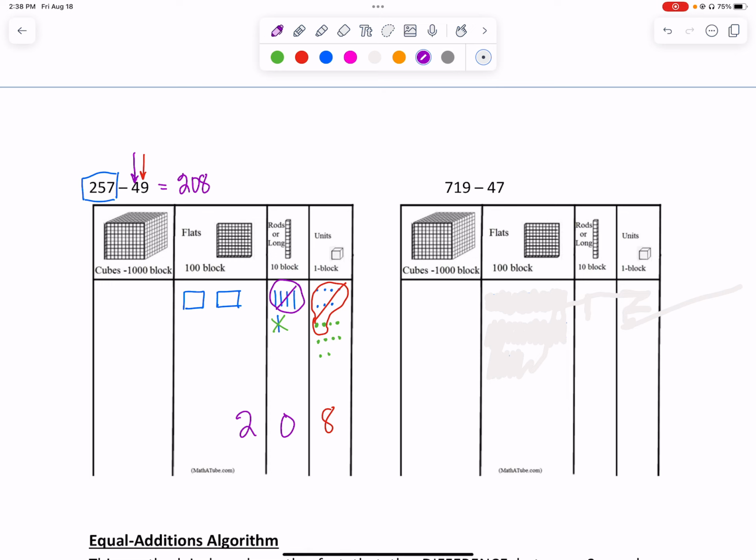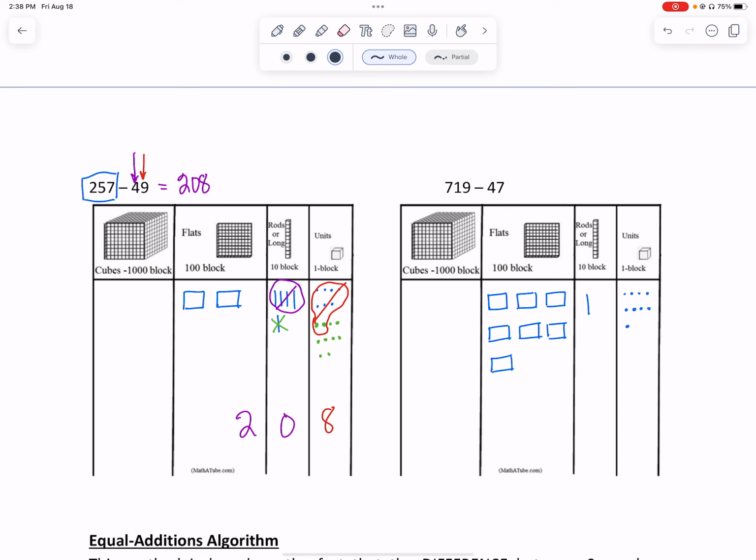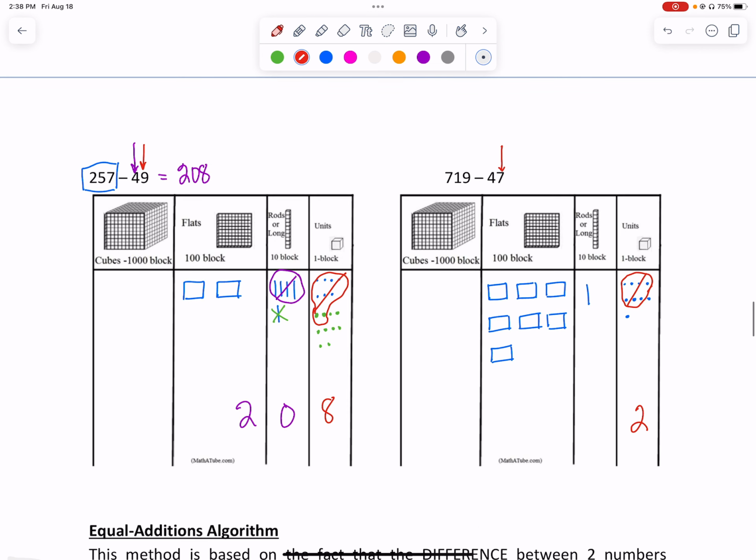All right, let's do that again with 719. So again, we're going to put 7 flats, 1 rod, and 9 units. Okay, we need to take away 7. Now notice I'm always starting on the right. I'm going to take away the ones first. So I need to take 7 of those away. Do I have 7? I do have 7. So I'm just going to mark them out. So let's see. That looks like about that many. Just mark those out. And I have 2 left? So I got 2. All right.